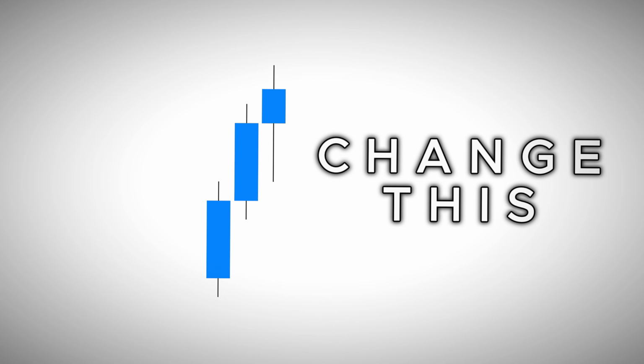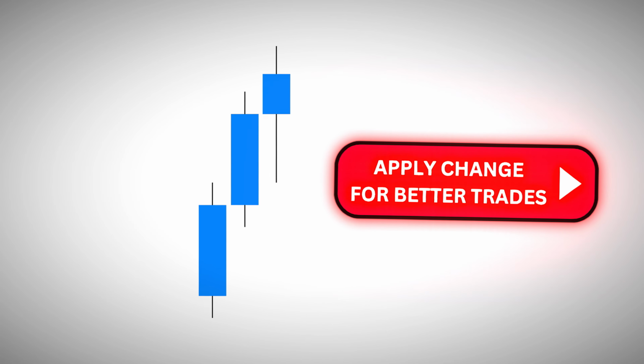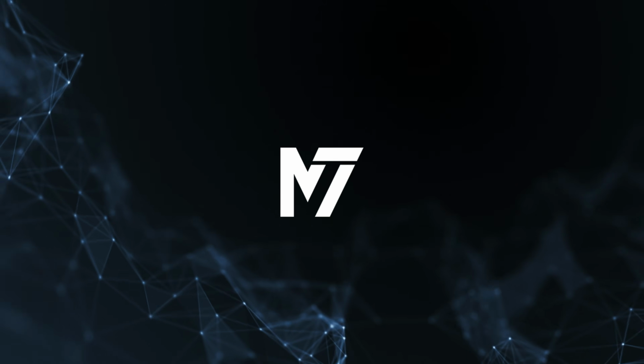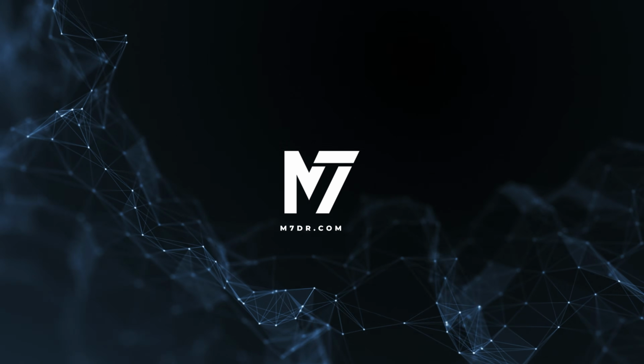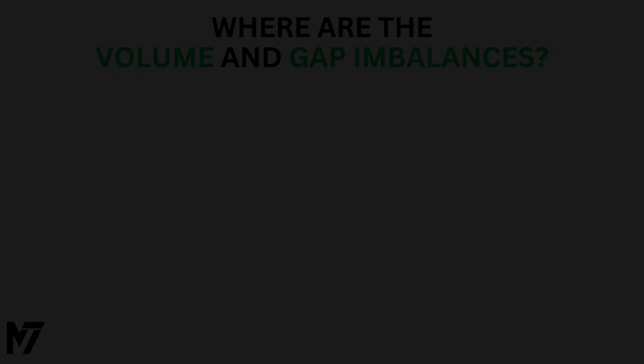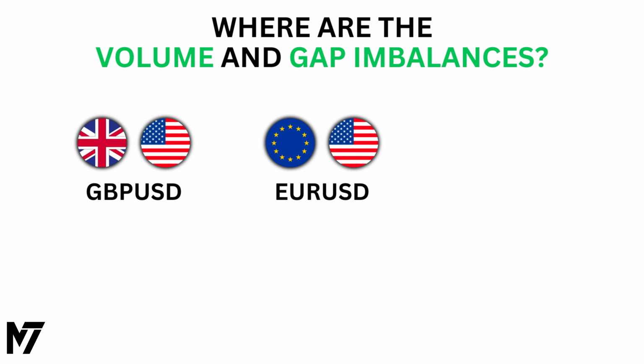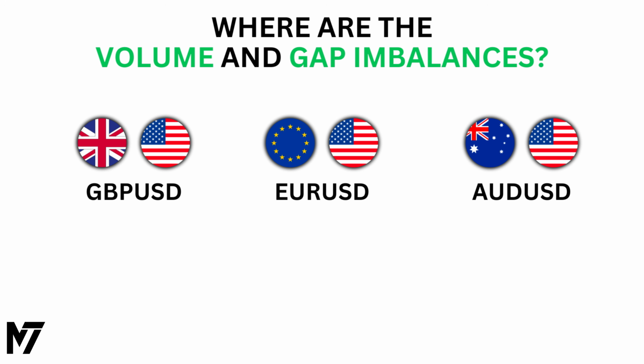This little change in your analysis will improve your trading results, and it doesn't matter what strategy you trade. I've gone through the comments of my recent videos, and a lot of people ask me where to find volume or gap imbalances in forex pairs like the EURUSD, British Pound USD, the Australian dollar, the US 500 market, and many more. The answer is simple.